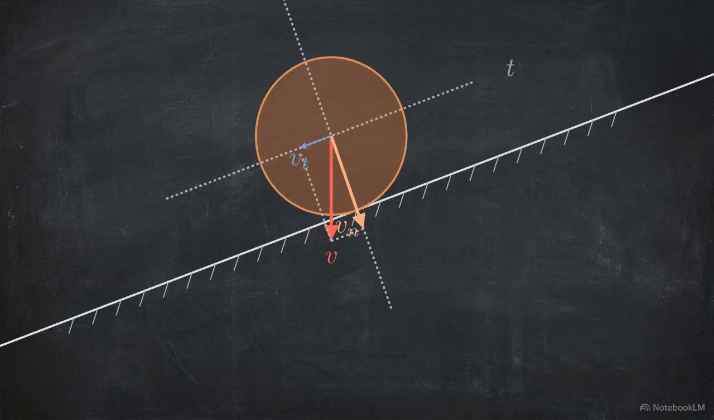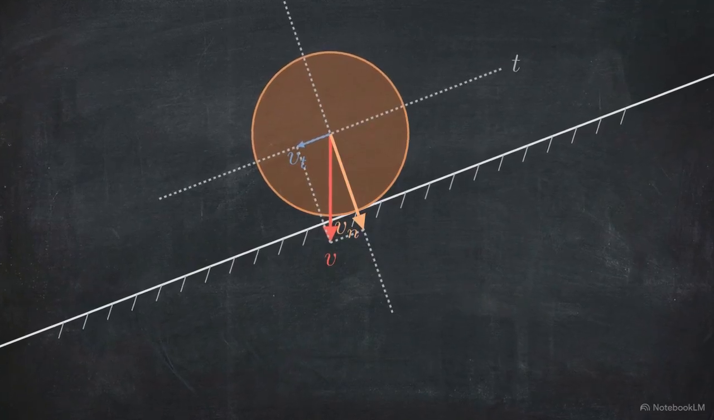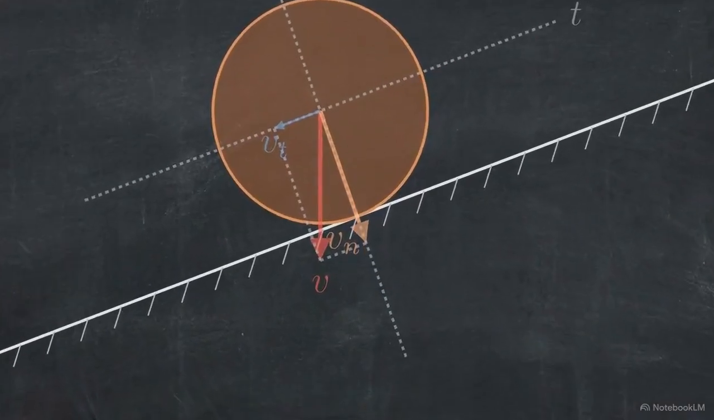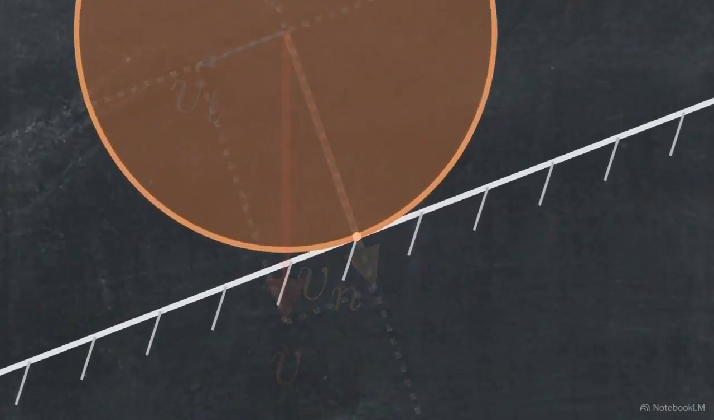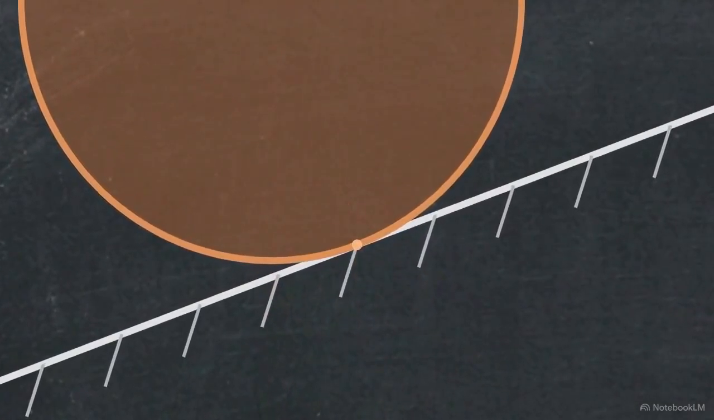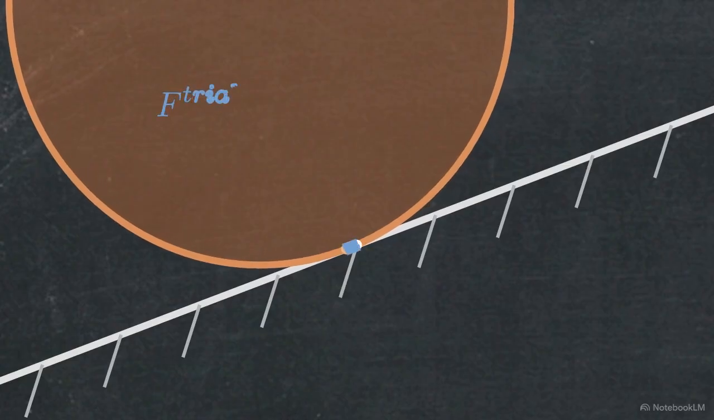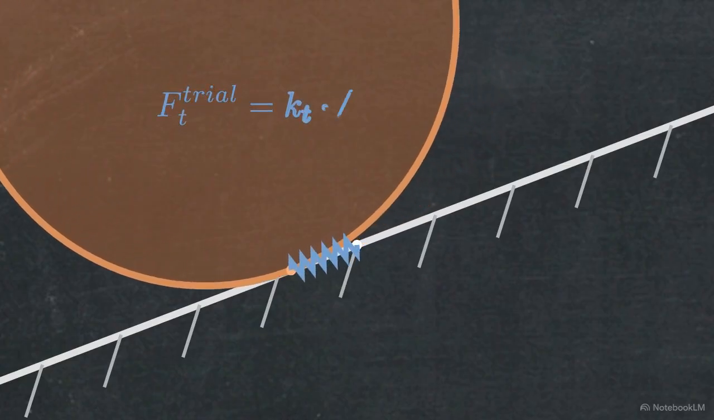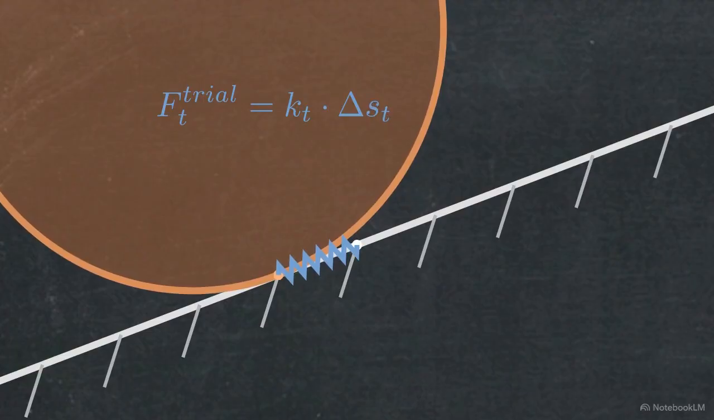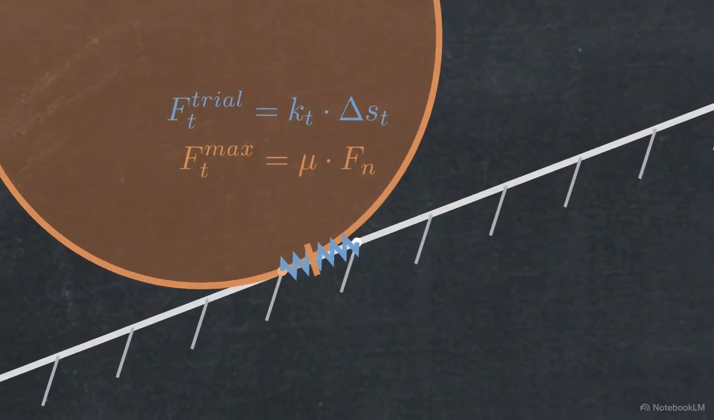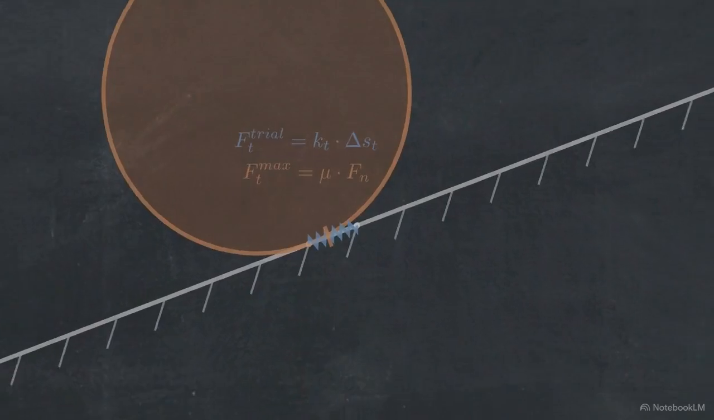As the surfaces slide against each other, microscopic friction acts like a second sideways spring gripping the contact patch. As the slide continues, this tangential spring stretches out, trying to stop the motion. But surfaces can't grip forever. There is a hard limit to how far this tangential spring can stretch. This limit is the Coulomb friction cap, calculated by multiplying the friction coefficient by our original normal force.